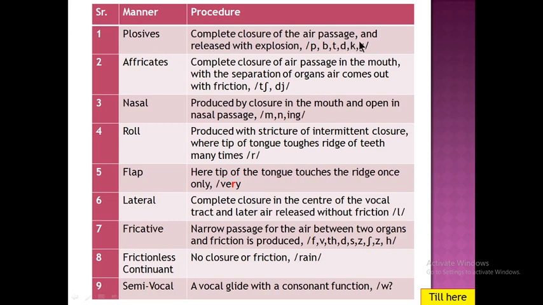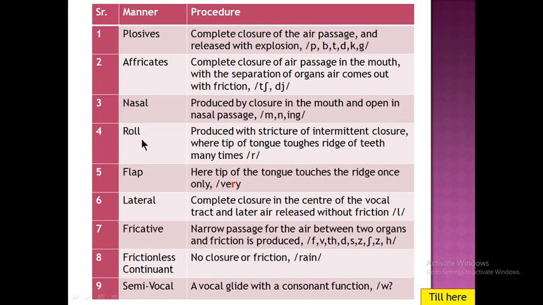Plosive: complete closure of the air passage and released with explosion. Okay, that is plosive manner. Affricates manner: complete closure of the air passage in the mouth with a separation of organs, and air comes out with friction. The sounds are given here as p, b, t, d, k, g for plosives, and affricates as ch and j. Nasal: produced by closure in the mouth and open nasal passage. That is m, n, ng.